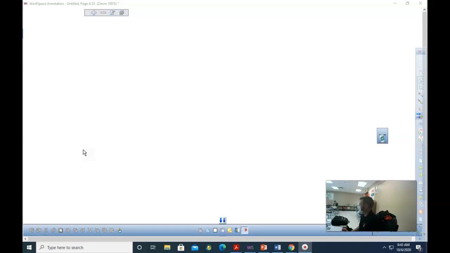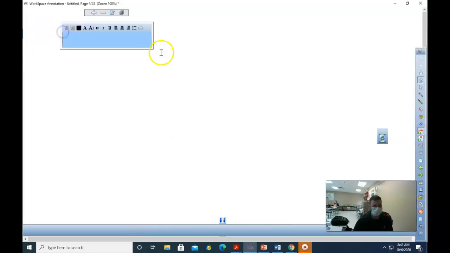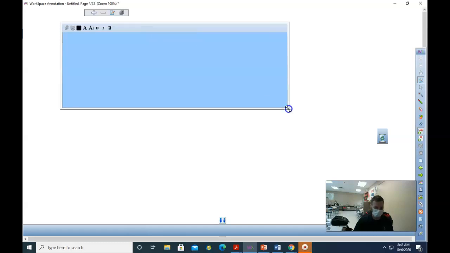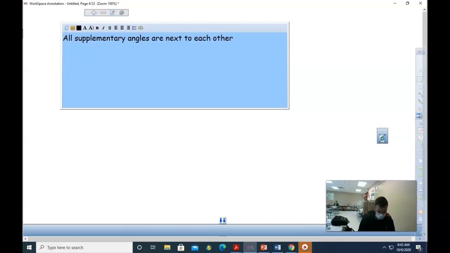If I ask you to find a counterexample, what do you have to do? Can you draw a picture for a counterexample? Yes, you can draw a picture for a counterexample. Like, let's say I give you this: all supplementary angles are next to each other. What would be a counterexample for that? I can't really say in words very well, can I?